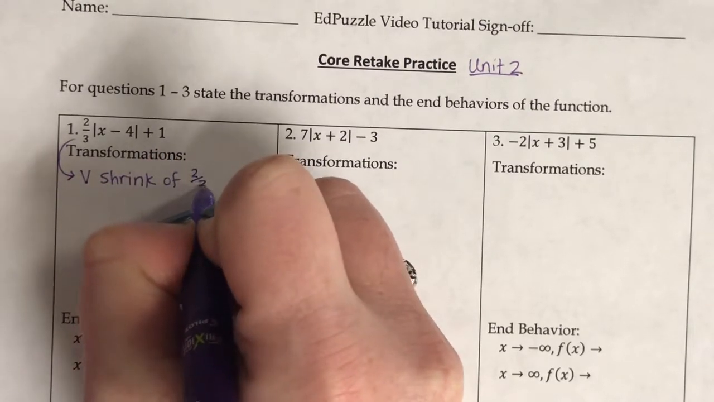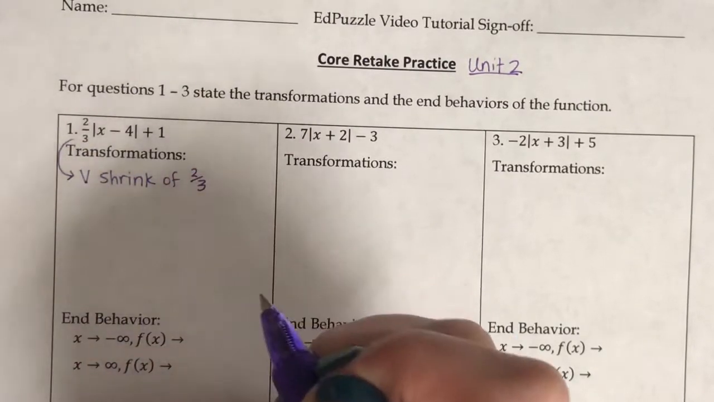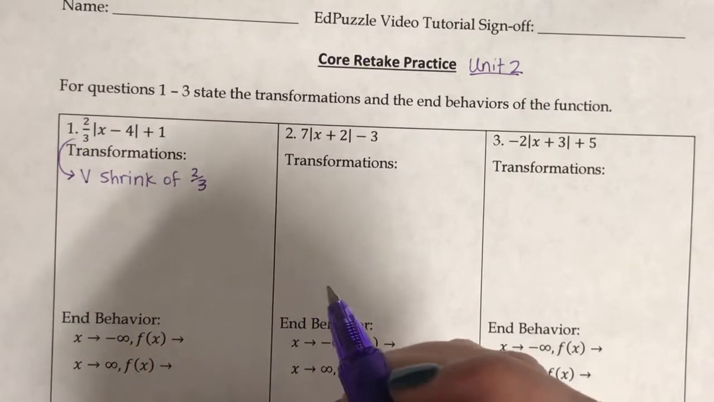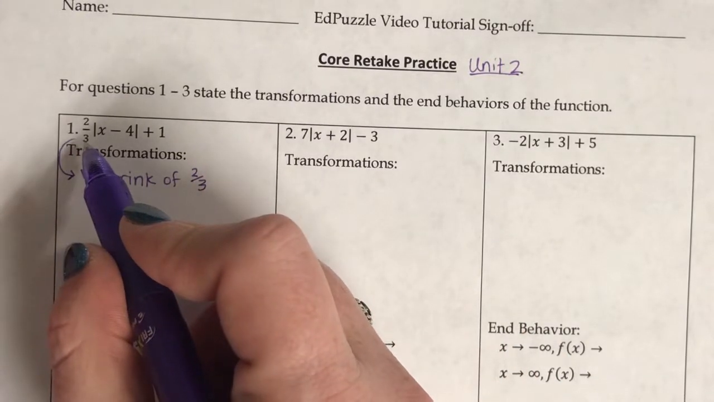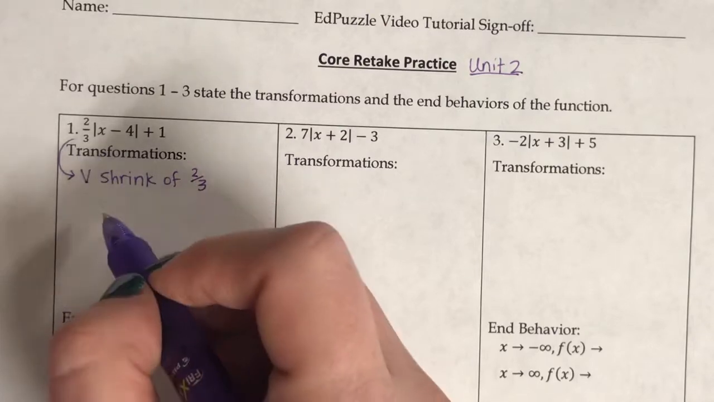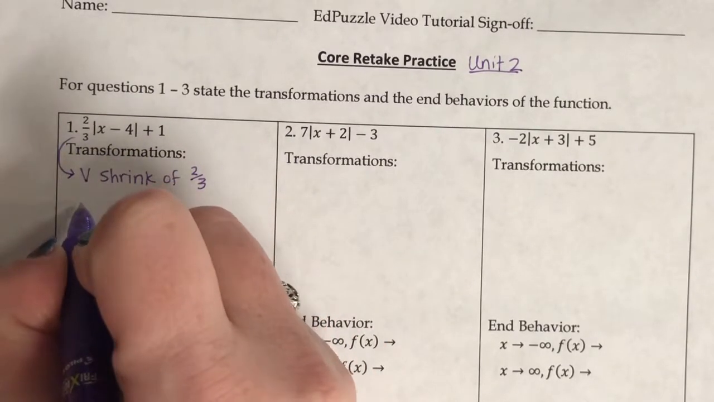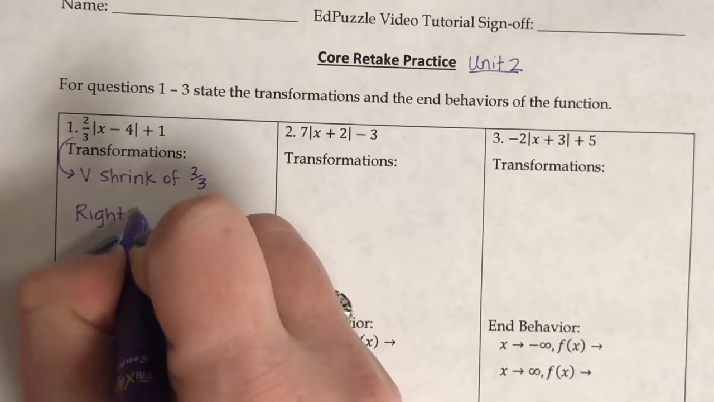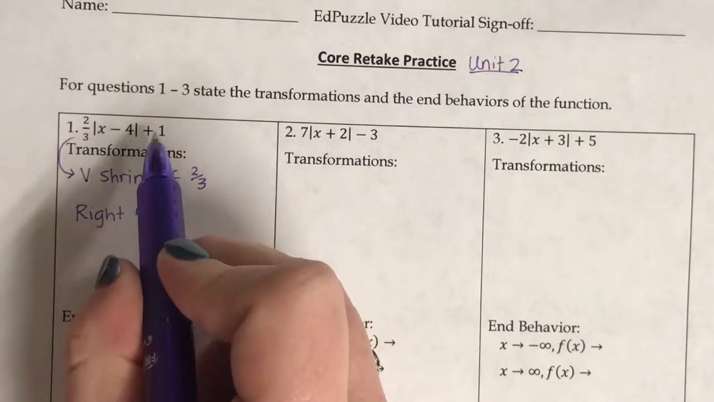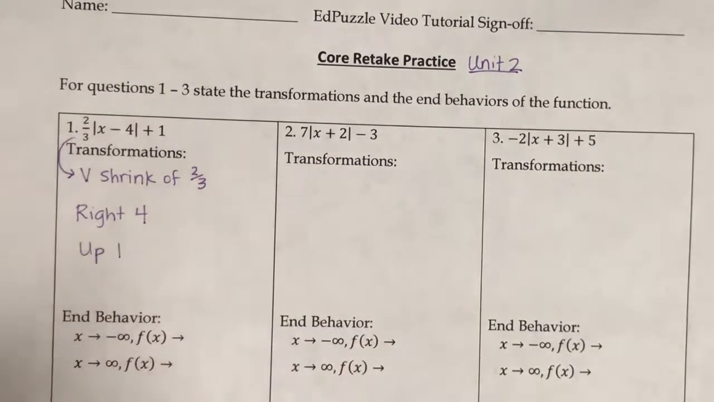The transformations: the 2/3 that is in the front of the absolute value represents a vertical shrink of 2/3. If the a value is less than 1, it's going to be a vertical shrink. If the a value is greater than 1, it's going to be a vertical stretch. The -4 represents a shift to the right 4 units, and the +1 represents a shift up 1 unit.